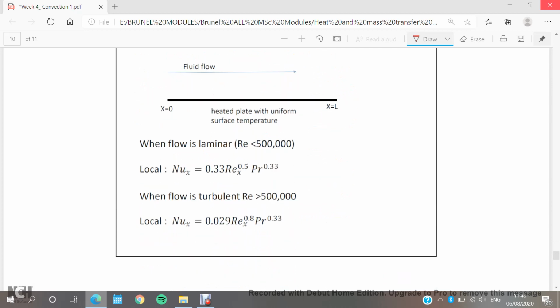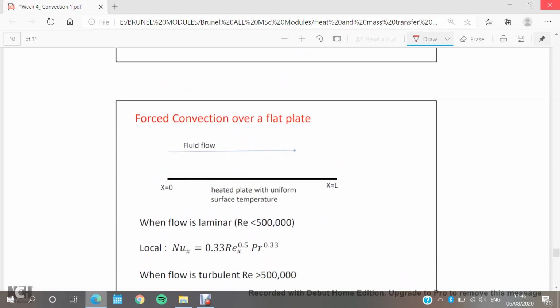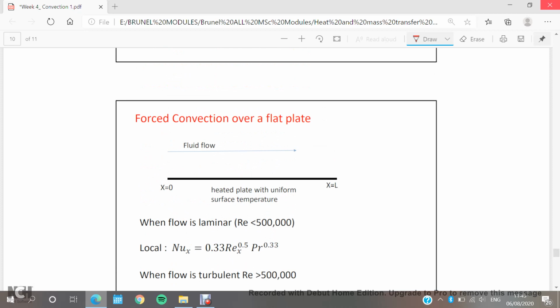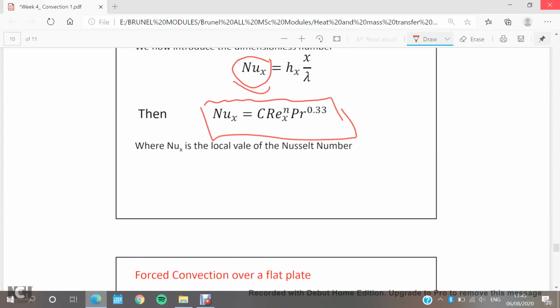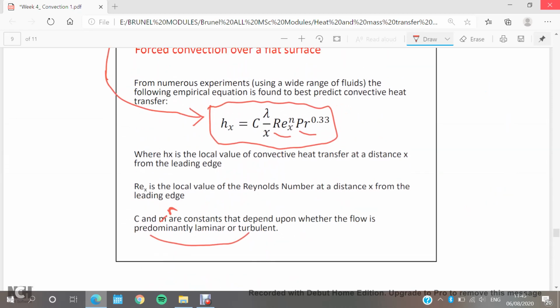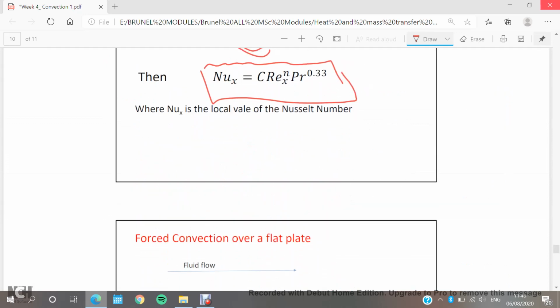Okay, so here is the flat plate as well. This is x, this is L, and this is a heated plate with uniform surface temperature. We always assume that the temperature is uniform, because if the temperature is different at different x, it will be very difficult to measure. So we assume there is a uniform temperature over the plate.